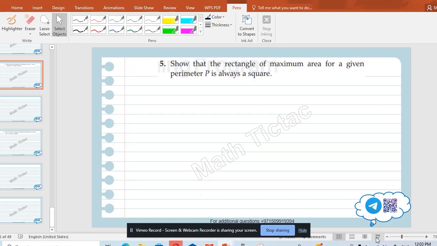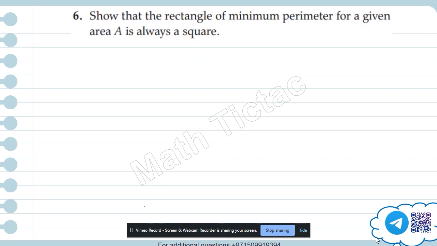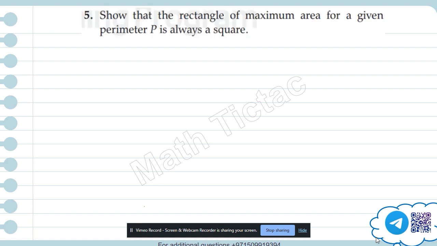Now let's move to the last part, question 23 or part 23. In here we have these two questions, question 5 and question 6, similar questions. The question is saying show that the rectangle of a maximum area.